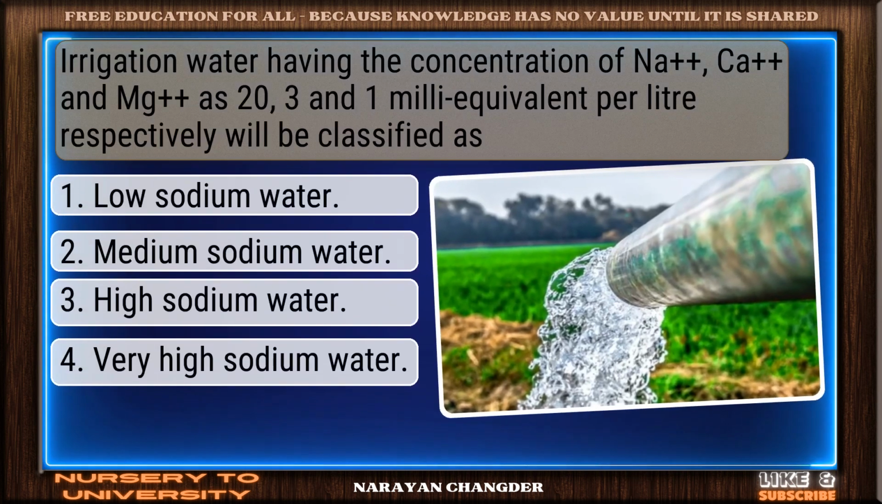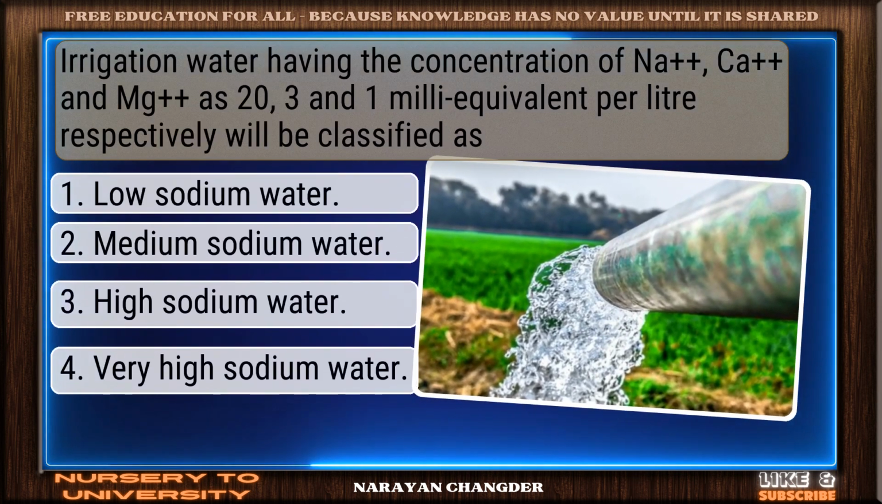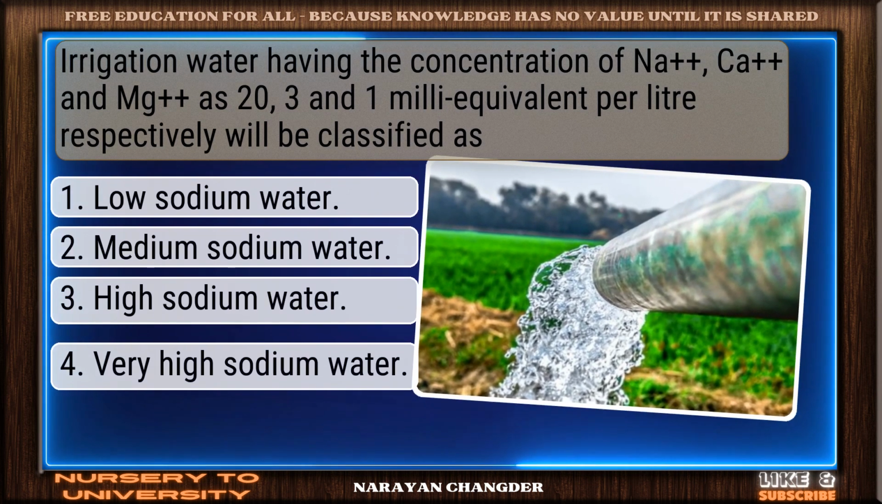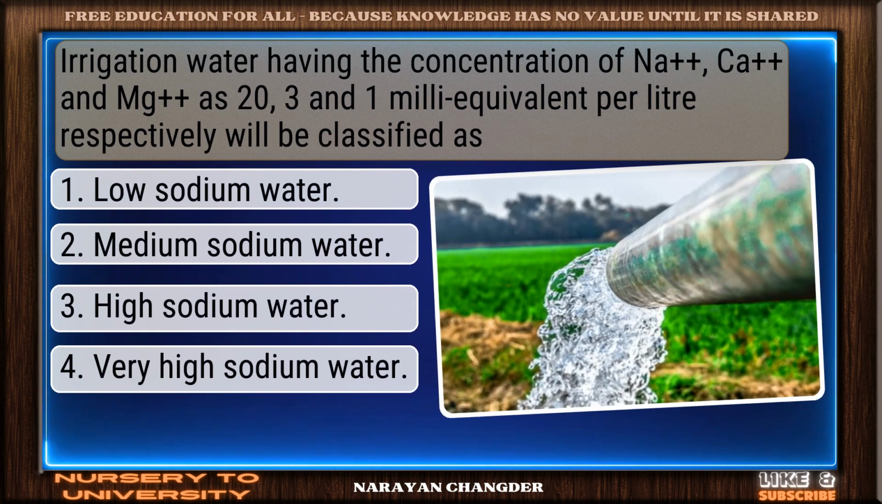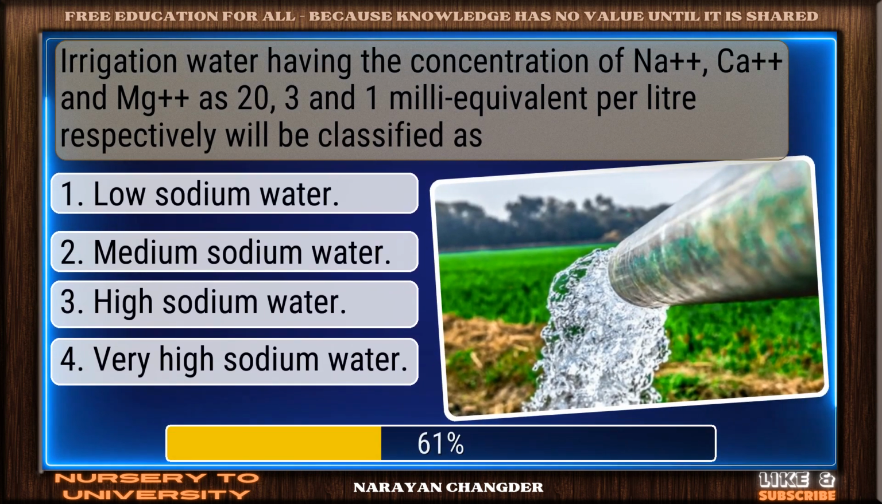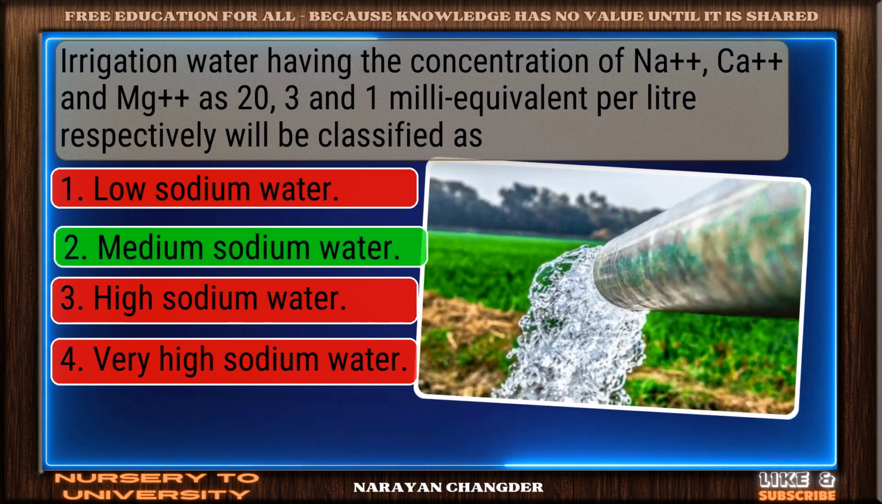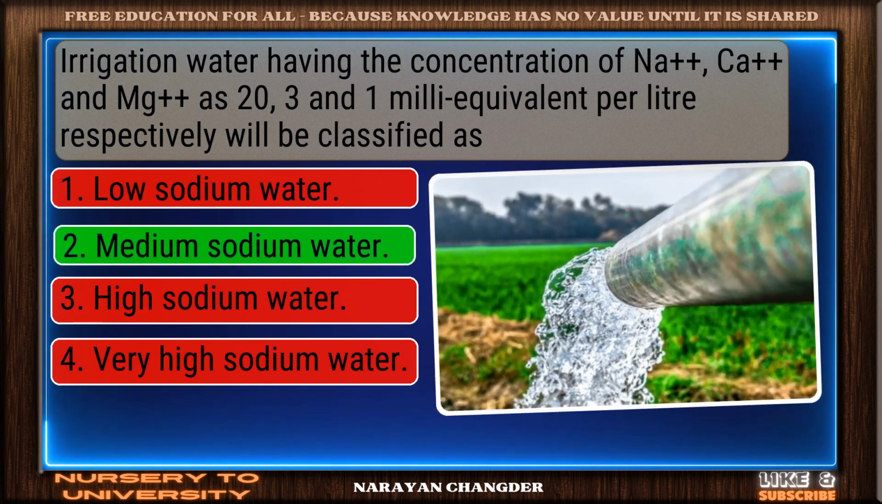Irrigation water having the concentration of Na+, Ca++, and Mg++ as 20, 3 and 1 milliequivalent per liter, respectively, will be classified as: on track. Medium sodium water is the correct answer.